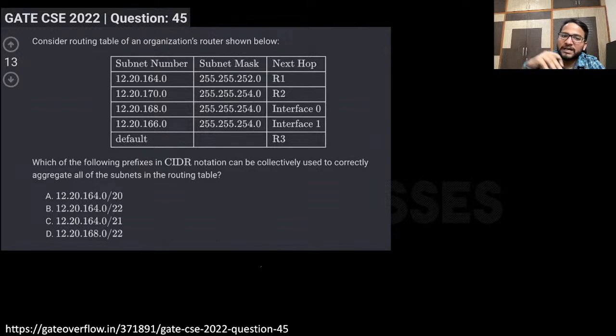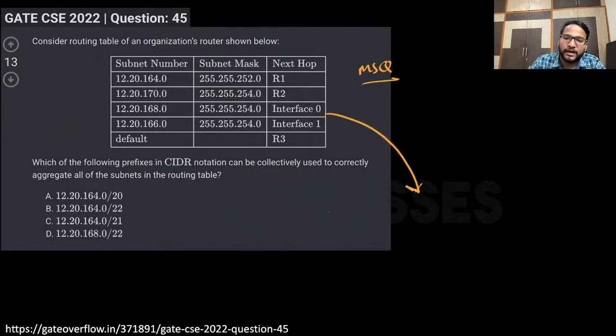Now first of all, this is a little controversial question, and this question basically assumes something. So let's do this question, and then we will see what the possibilities are. They are saying, which of the following CIDR notations can be collectively used to correctly aggregate all the subnets in the routing table. They are saying collectively used, which means this is an MSQ first of all. So you need to do the supernetting here such that you are getting not just one entry but multiple entries. That's fine. You will be combining such that you get multiple entries, and then they are saying which of them are correct.